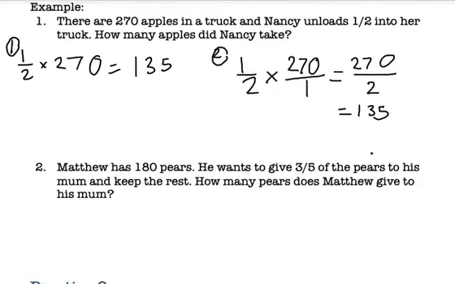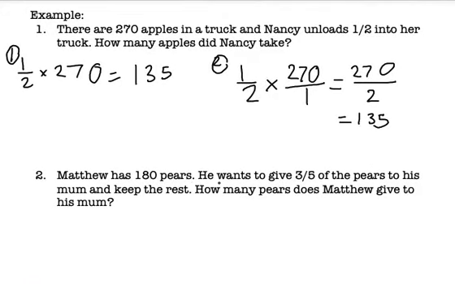Right, so Matthew has 180 pears. He wants to give 3 out of 5 of the pears to his mum and keep the rest. How many pears does Matthew give to his mum? Right, let's do method 1 first. Okay, so 3 over 5 of 180. Let's first do top times the amount, so 3 times 180, that's 540. Now I divide that by 5, that gives me 108.